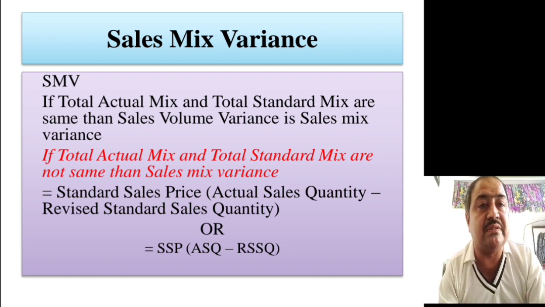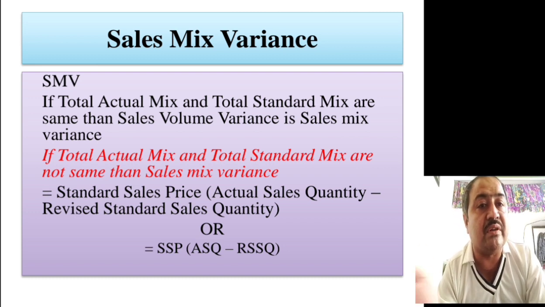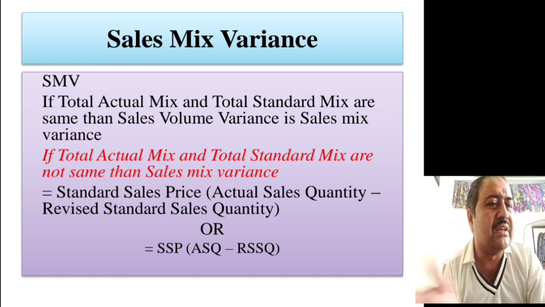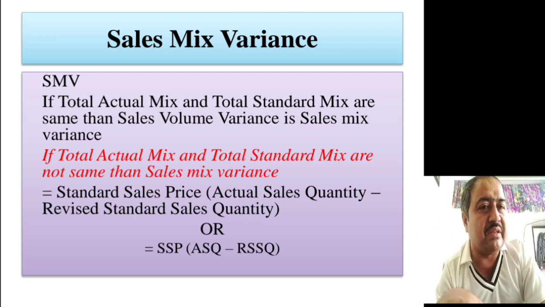If the total quantities of standard and actual are the same, but the total of actual mix and standard mix are not the same. Okay, if same, then no revised quantity is required, or if not same, then a revised quantity is required. The basic fundamental, as we discussed in material and labor, is applicable here as well.